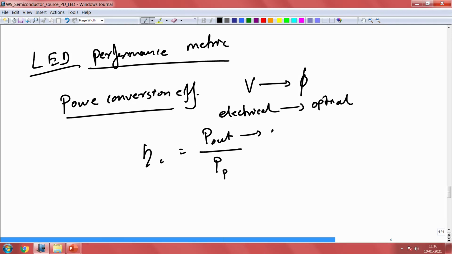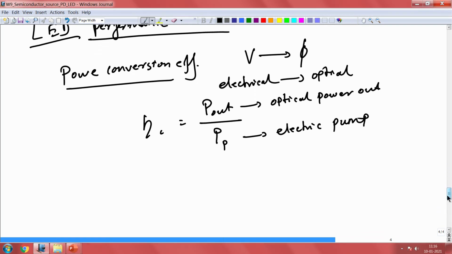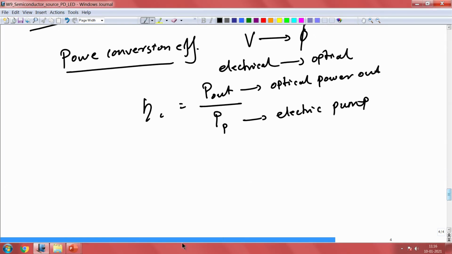So, this is optical power out divided by the electrical pump that you have. Since you do not have a threshold for an LED, because it works in forward bias, quantum efficiency is something that we should know. We already saw it earlier, but let us revisit it because it is necessary here to come up with our quantum efficiency.